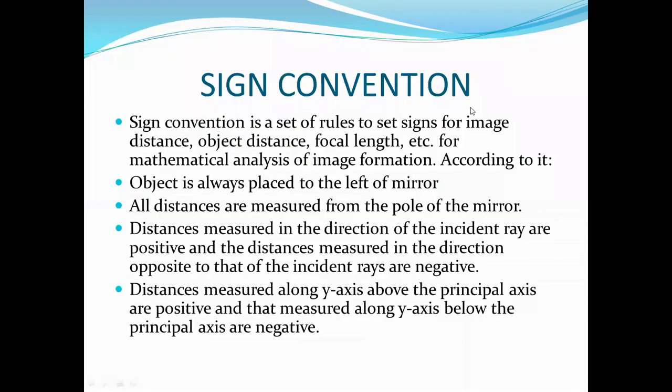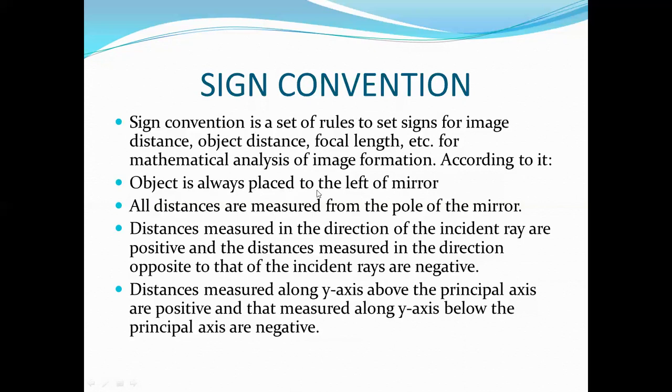So what are sign conventions? Sign convention is a set of rules to set signs for image distance, object distance, focal length, etc. for mathematical analysis of image formation. So we put a sign, that is negative or positive, in front of the value of object distance, image distance and focal length for the mathematical calculation.